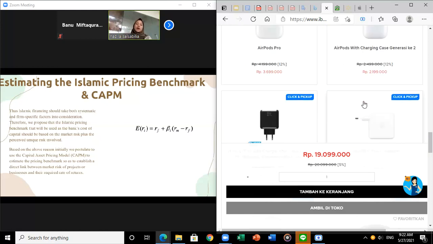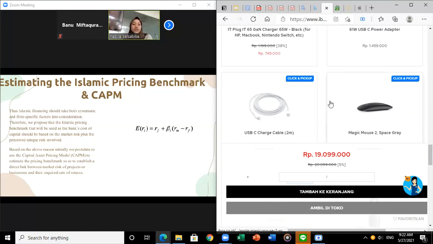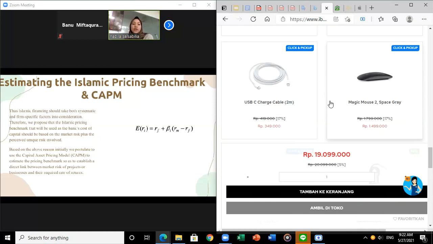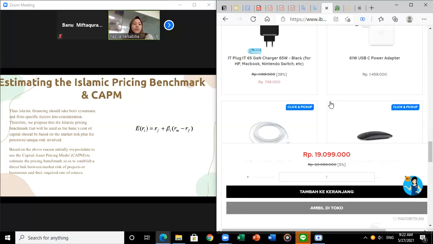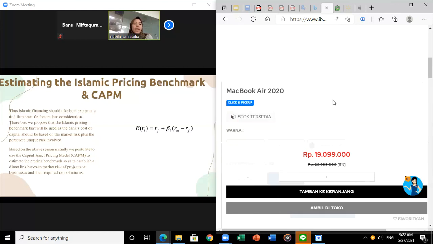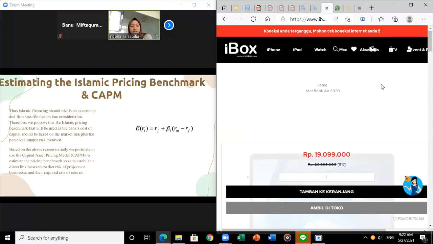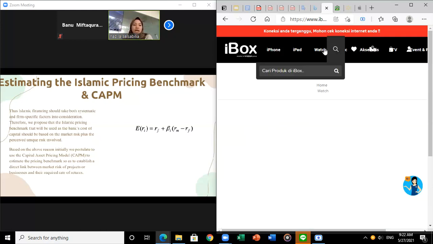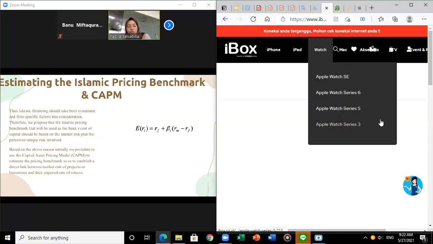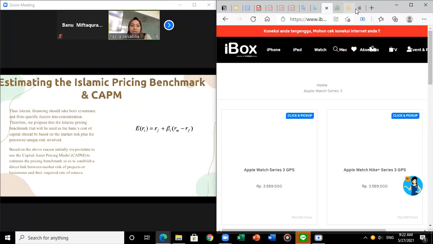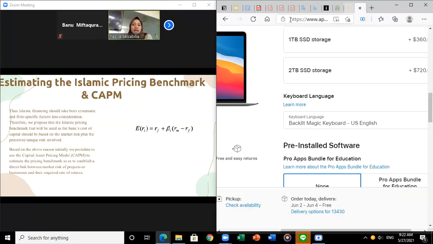So based on the reason initially postulated, the CAPM is used to estimate the pricing benchmark, to establish a direct link between the market risk of a project or business and the required rate of return. We're going to talk about the capital asset pricing model deeply in the next slide, the methodology slide.